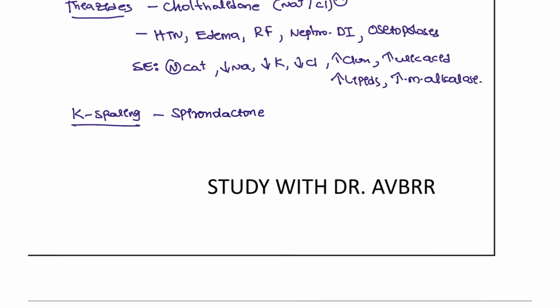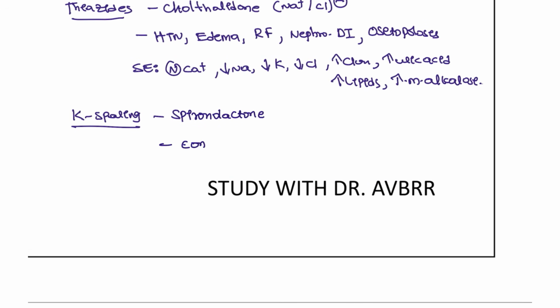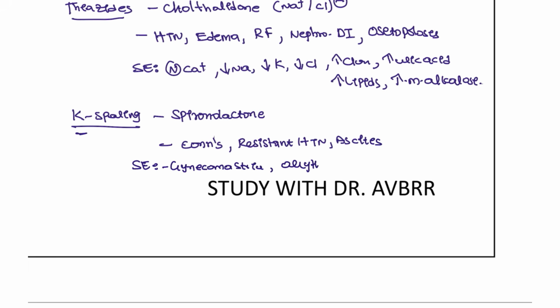Okay, the uses of spironolactone are Conn's syndrome and resistant hypertension, which we can give for this patient, and also ascites, which is related to the cirrhosis. Side effects are gynecomastia, and it is potassium sparing. It can cause arrhythmias in the patients, right? Hyperkalemia can trigger the arrhythmia in this patient, and this can act also on the androgens.